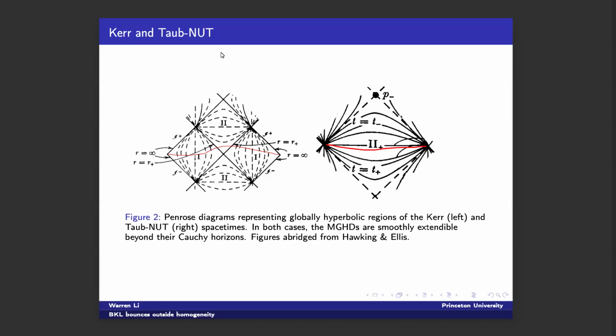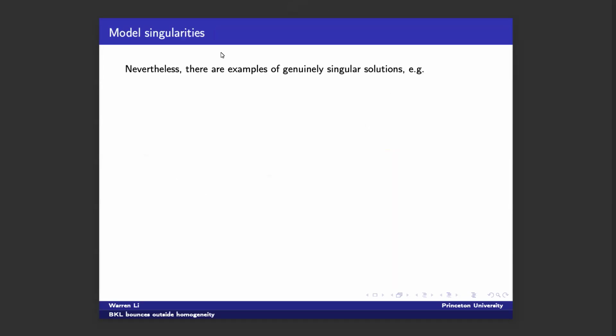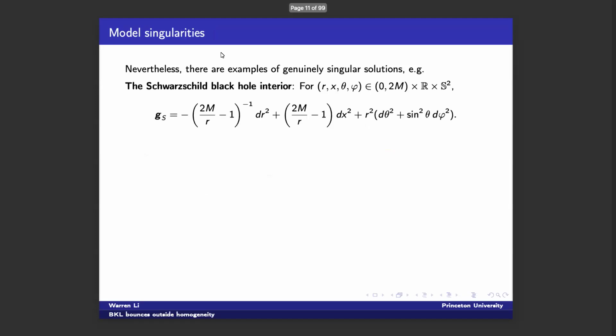In cosmology, there's also this example of non-singular spacetime. But I don't really want to talk about those for the rest of the talk. Instead, I do want to talk about examples of genuine singular solutions. What do I mean by that? We have some examples.